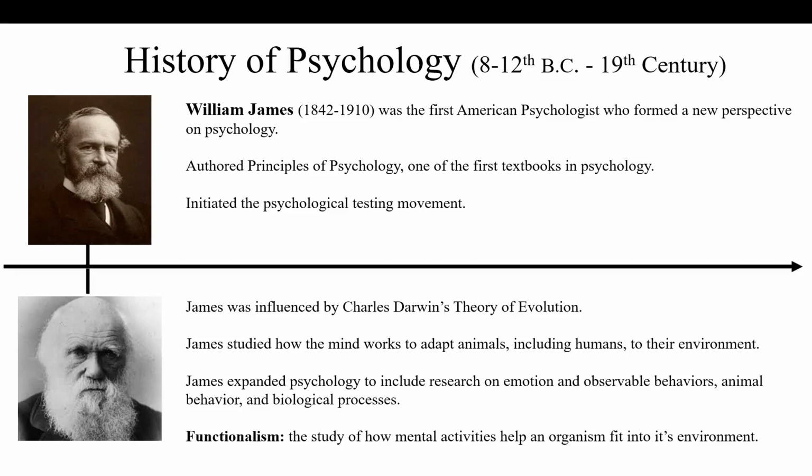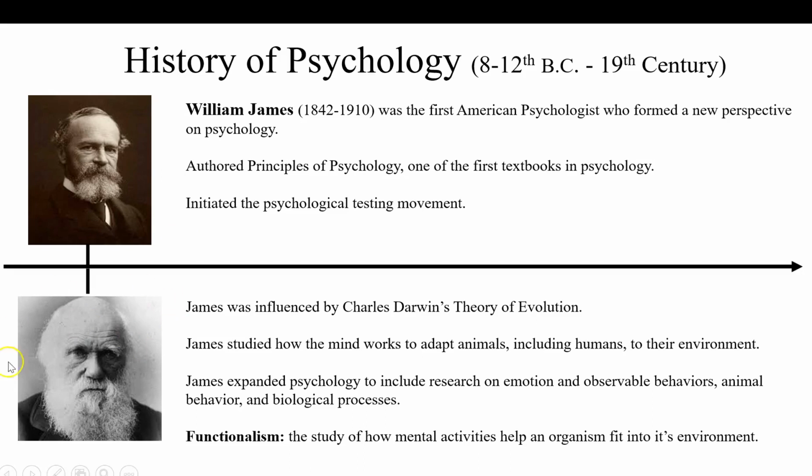William James was influenced by Charles Darwin's evolutionary theories of natural selection. Natural selection refers to organisms adapting certain traits in order to survive and reproduce in their environment. James studied how the mind of animals and humans work to fit their own environment, and he expanded psychology to include research on observable behaviors, animal behavior, and certain biological processes.